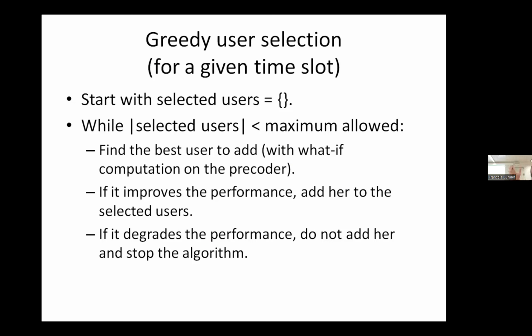And if it degrades the performance because you've already added too many users and you start to have too many interference problems, you do not add this additional user and you stop the algorithm. So you may end up with fewer users than the maximum allowed. We call that greedy up because you start from zero. From zero, yeah. But greedy down is faster and fine. Okay, that's interesting. Yeah, it works. Okay, and easy to implement too.